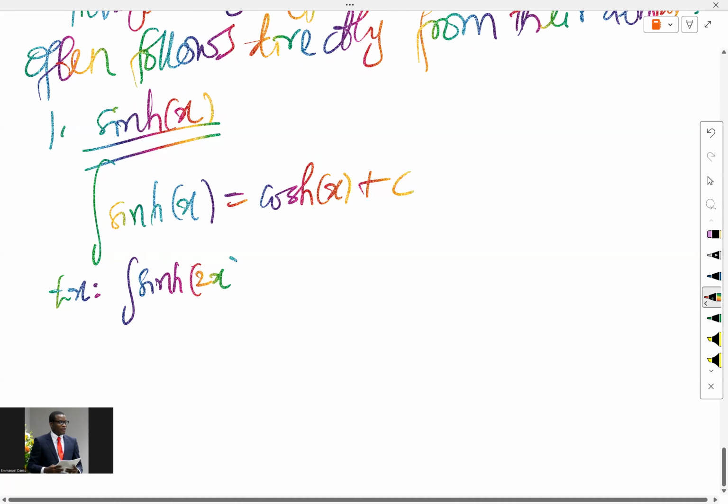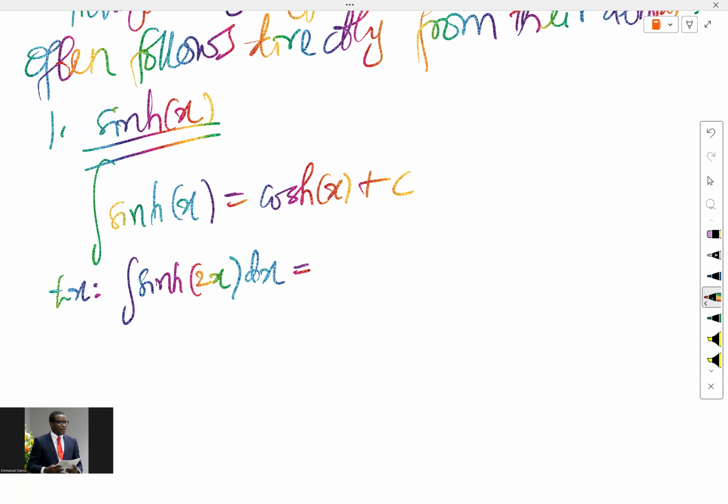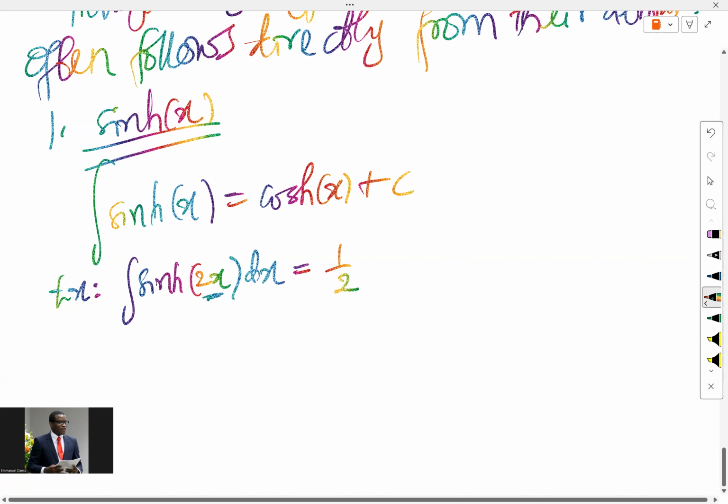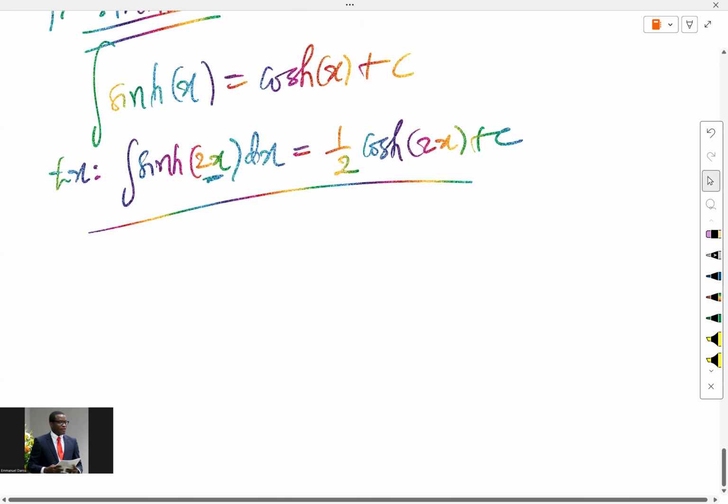So, for example, if you have the integral of sinh 2x dx, in the case of differentiation, the 2 will come outside. But in the case of integration, it will be 1 over 2. So differentiate 2x, you get 2, but for integration, it becomes half. So you have half cosh 2x plus c. So that's how that goes.